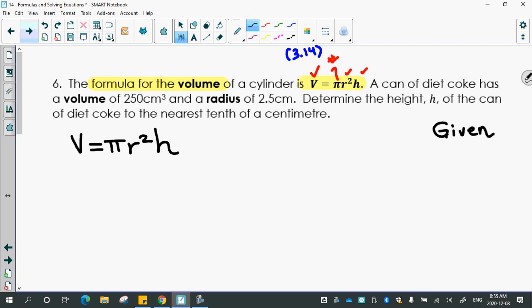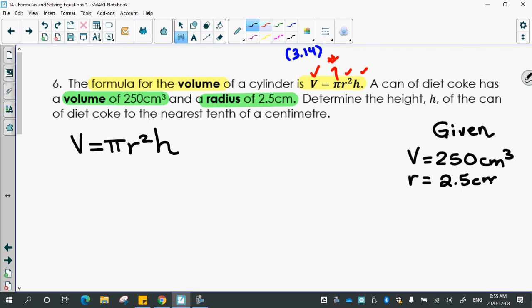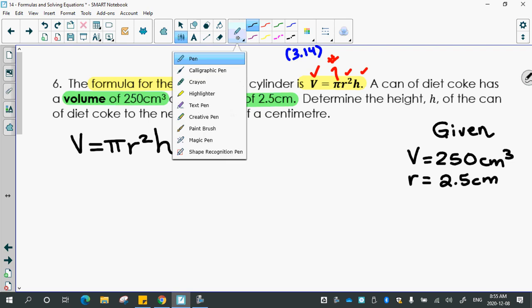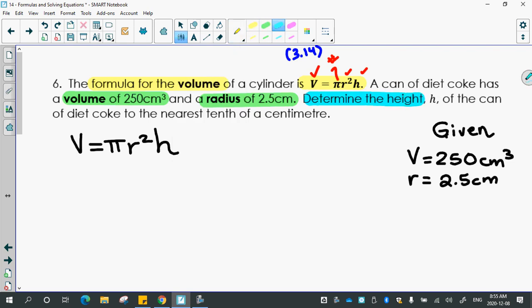A can of Diet Coke has a volume of 250 centimeters cubed, so that's V. And a radius of 2.5 centimeters, so we can add R to our list. 2.5 centimeters. Determine the height. Determine the height of the can H of the can of Diet Coke to the nearest tenth of a centimeter. So H is our question mark.